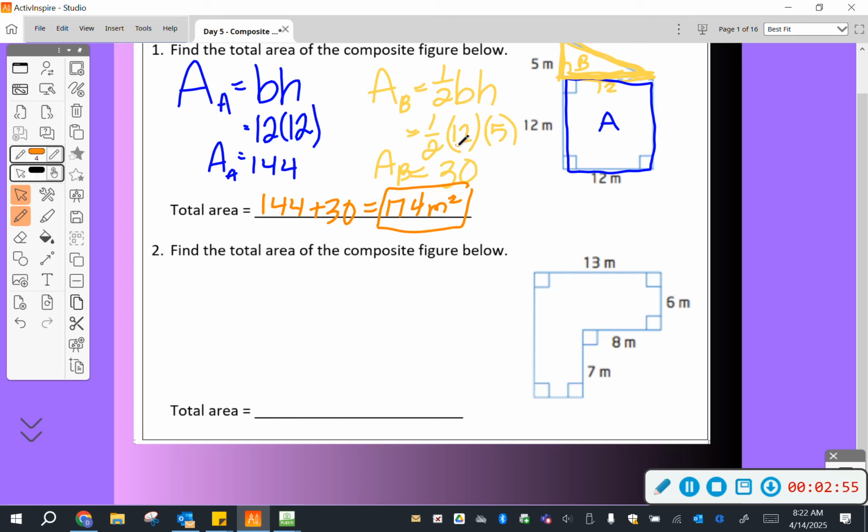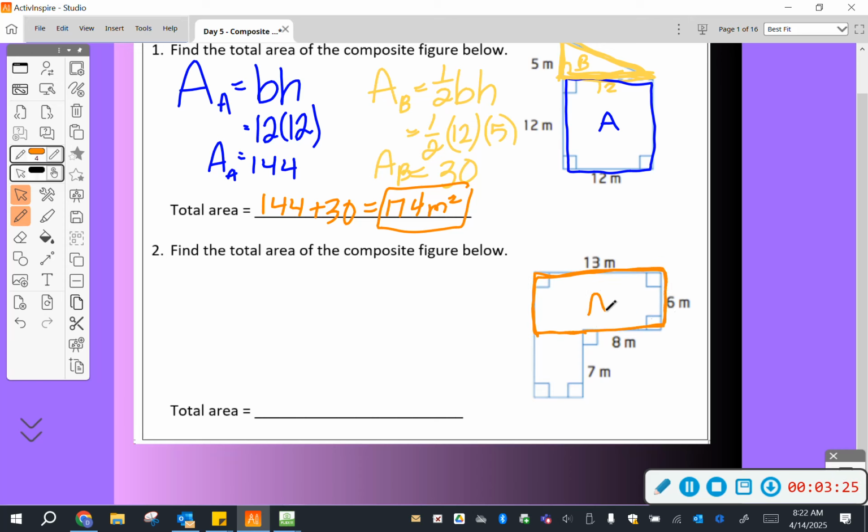1/2 times 12 times 5, and that's 30. You're welcome. What about my second shape? What do you see here? What do we do here? Oh, you split it in half. Do y'all want to split it up and down or left and right? Left and right. You just want to cut it off right here. So do y'all agree? What do I have right here?